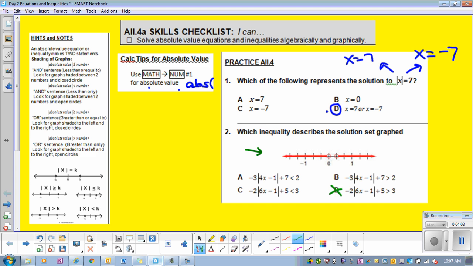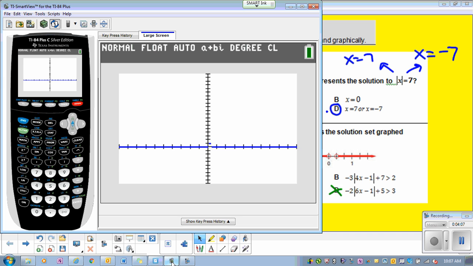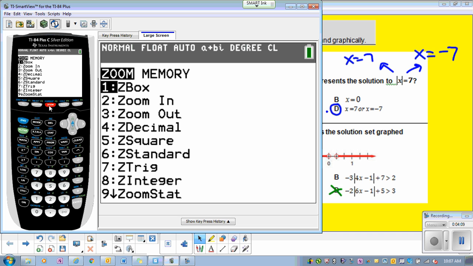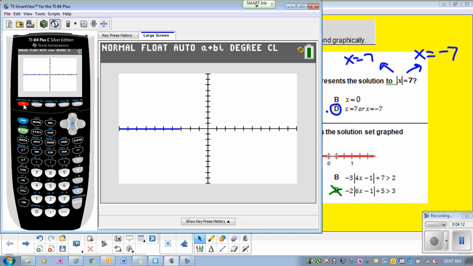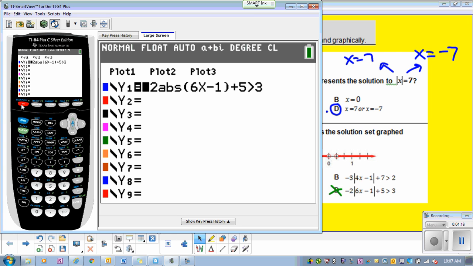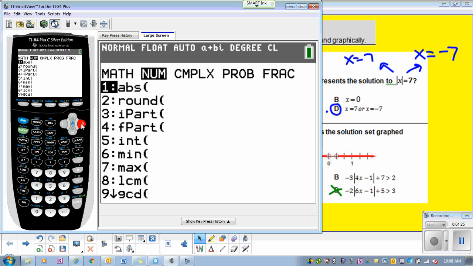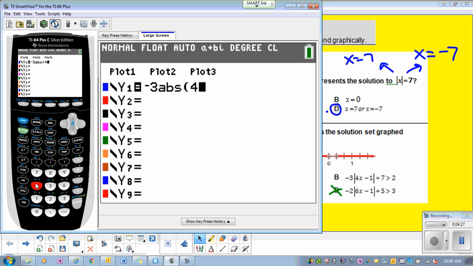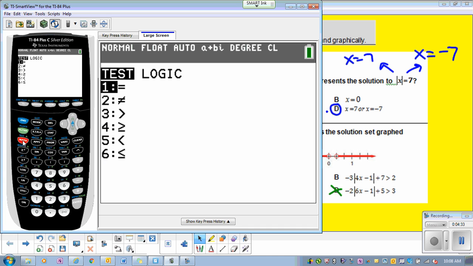So let's try another one then. Now we have it down to A, B, and C. Which one do you think? B? I'm just guessing. It's fine. Then let's try B. You guys try it. Math, number, abs, 4x minus 1, plus 7, greater than 2.